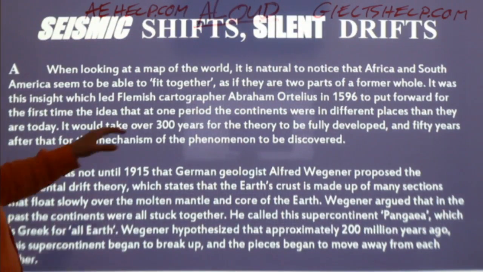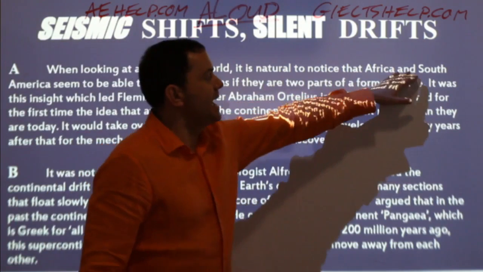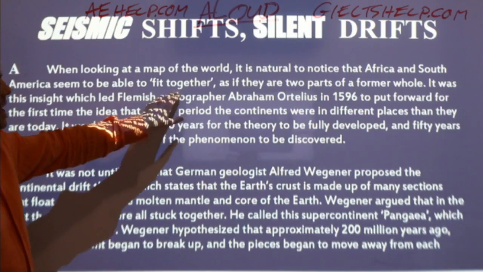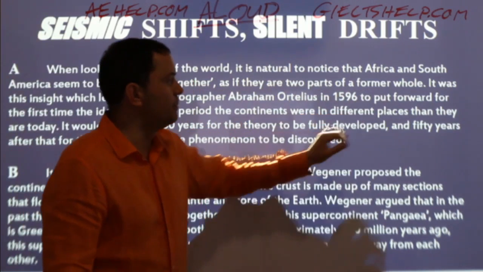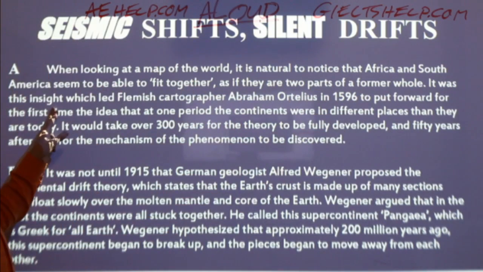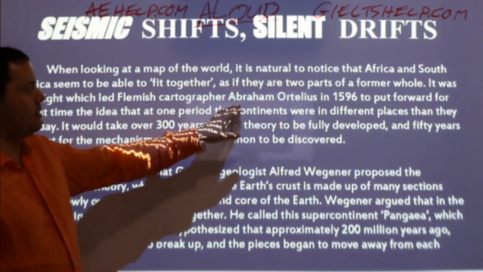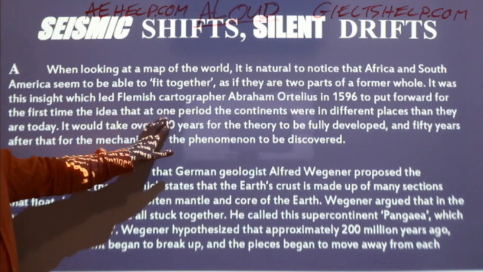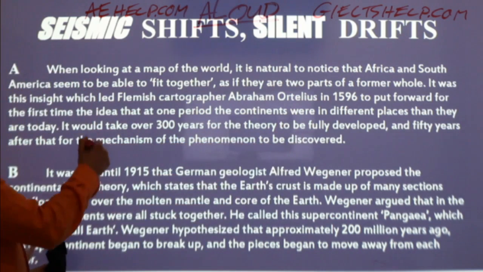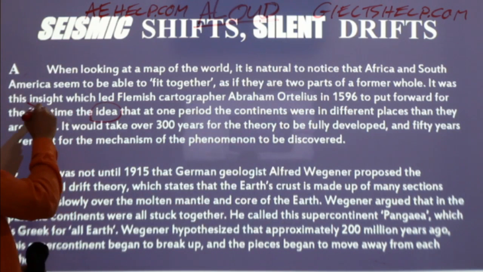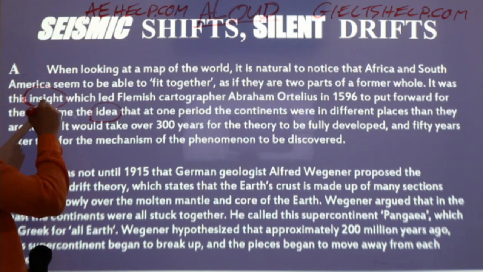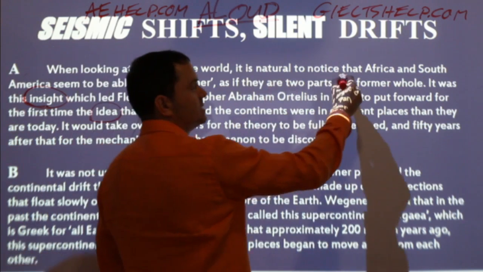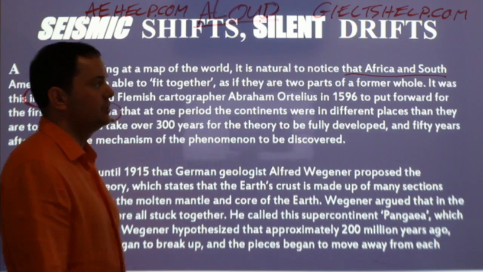So, it is natural to notice that Africa and South America seem to be able to fit together, as if they are two parts of a former whole. It was this insight which led the Flemish cartographer to put forward for the first time the idea that at one period the continents were in different places. The idea is the notion, the insight is the intuitive idea or intuitive notion, because he noticed that these continents fit together.